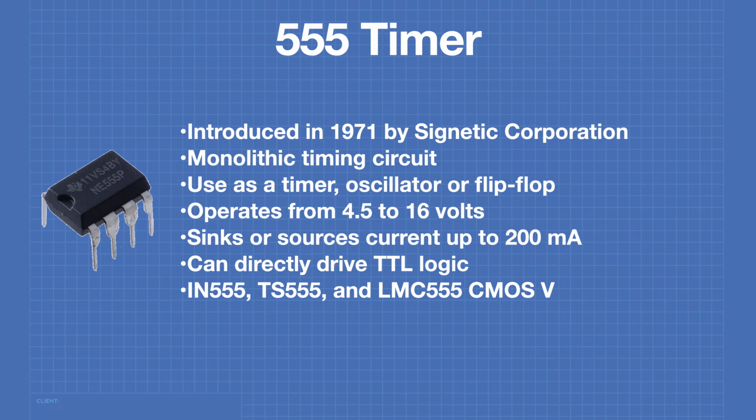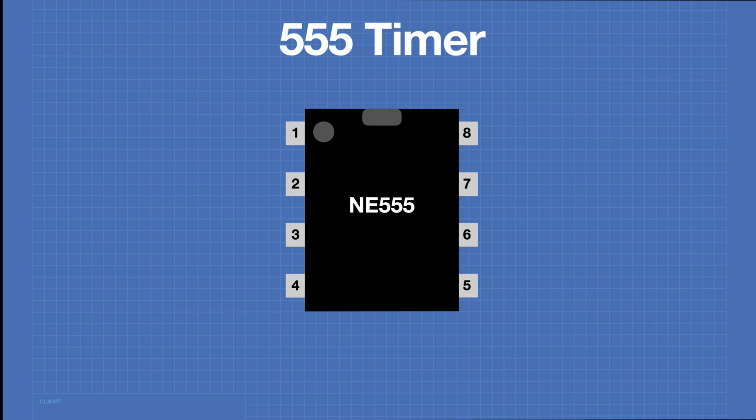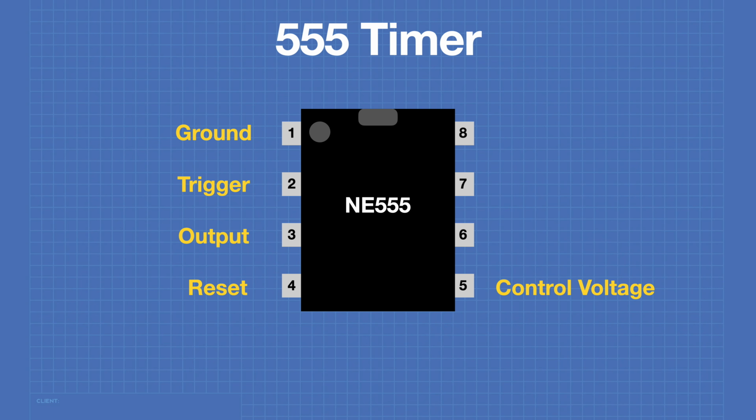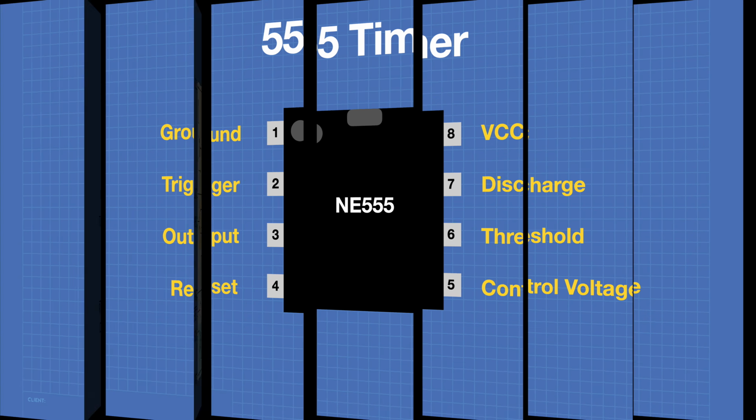There are also CMOS low-power versions of the 555, such as the ICM7555, TS555, and the LMC555. The 555 is packaged in an 8-pin package. It can either be a DIP or a surface mount chip. Pin 1 is the ground, Pin 2 the trigger, Pin 3 is its output, Pin 4 is the reset pin, Pin 5 is control voltage, Pin 6 is threshold, Pin 7 is the discharge pin, and Pin 8 is VCC, or the positive power supply.